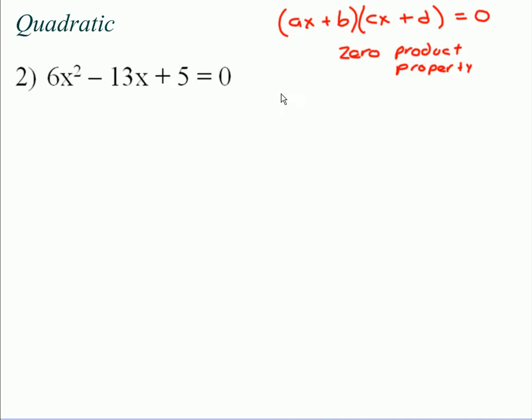Okay, so what I want to do is factor 6x squared minus 13x plus 5 into two binomial factors so that then I can use the zero product property to solve each of these individually for x. I can use that method then to figure out the two values that x can be to make this equation equal to 0. So to factor this, I'm going to use my favorite method, the box and diamond method.